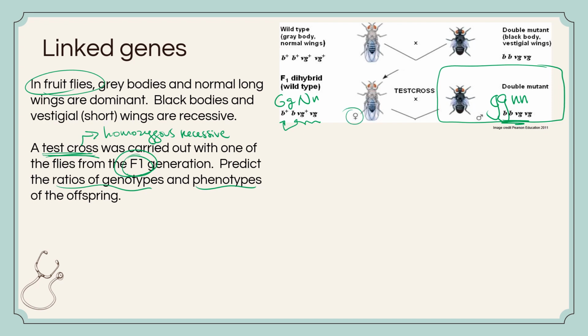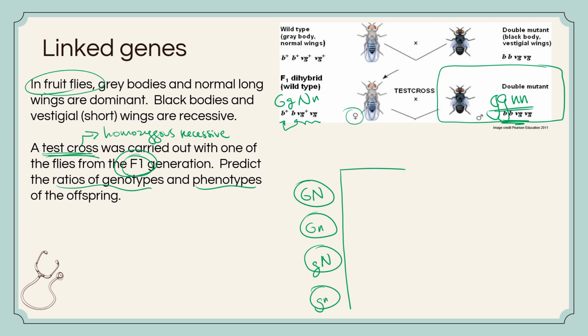So that's the mom. Let's make some eggs. So we could have an egg that is big G and big N, or we could have an egg that is big G and little n. But wait, we could also have an egg that's little g and big N. There's also the possibility for an egg that is little g, little n. What about the sperm? So here's the dad fly. He's little g, little n, which means that we could make sperm that is little g, little n. And that's it. There are no other possible combinations.